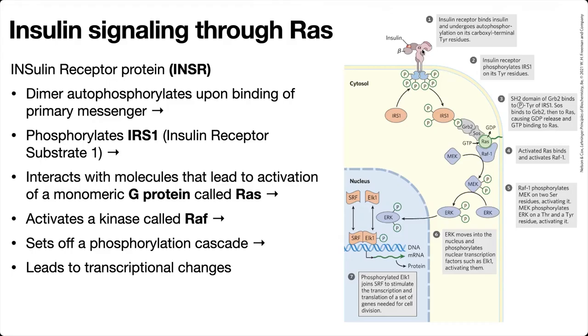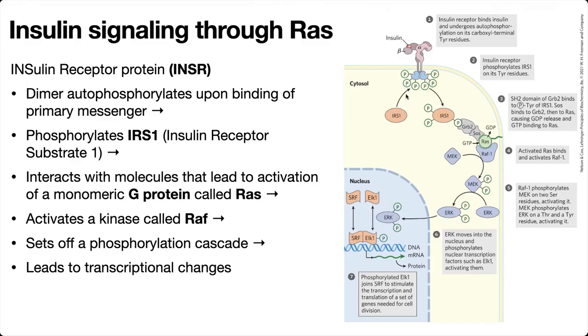We have our insulin receptor, this INSR. We have insulin bind. That's going to cause the insulin receptor to activate. It was already a dimer, but now it's going to become active as a kinase. It's going to phosphorylate itself, and now it's going to be able to phosphorylate other things.